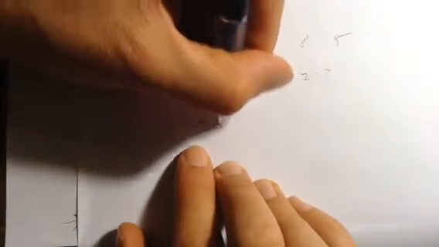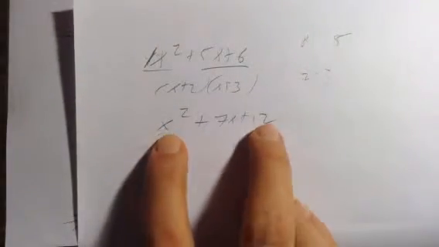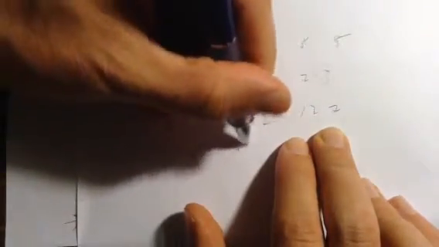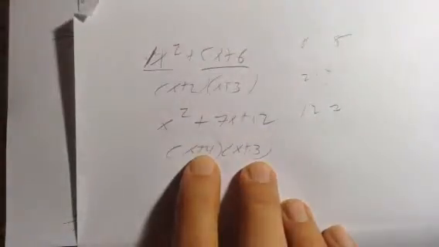Okay, so another one. Let's try x squared, let's say, I don't know, 7x plus 12. Well, I look and I'm like, 1 times 12 is 12. 7 must be a 4 and a 3. x plus 4, x plus 3, done. They add to be 7. They multiply to be 12.